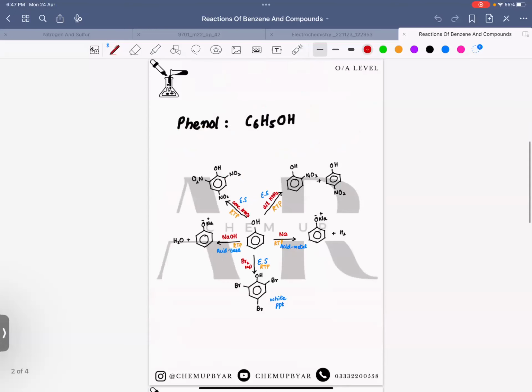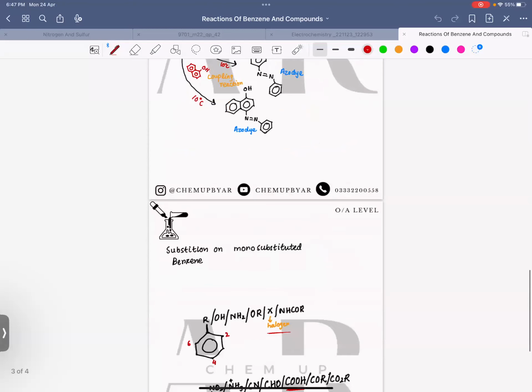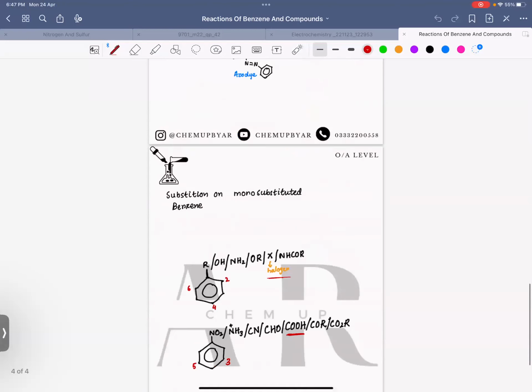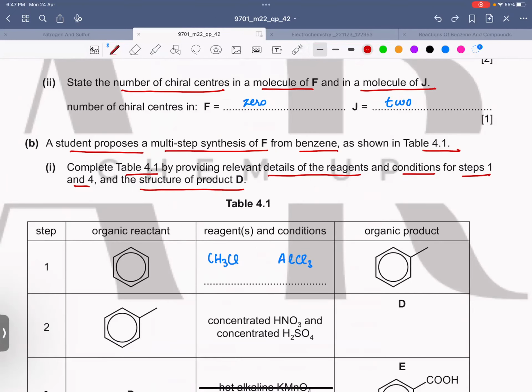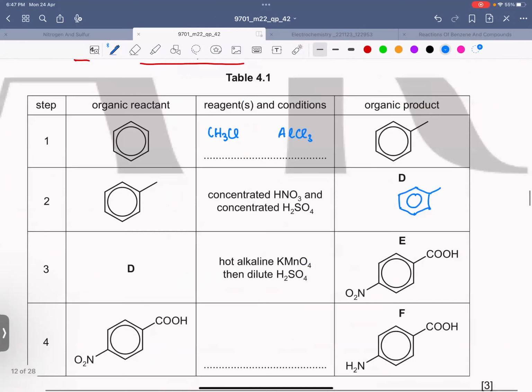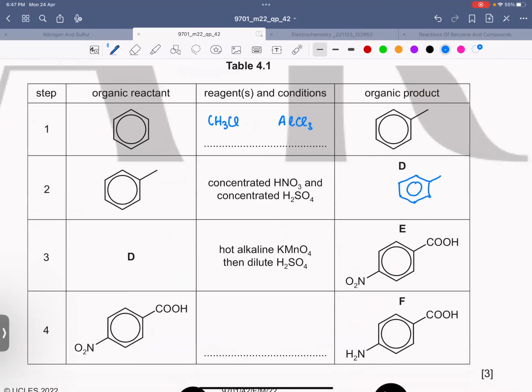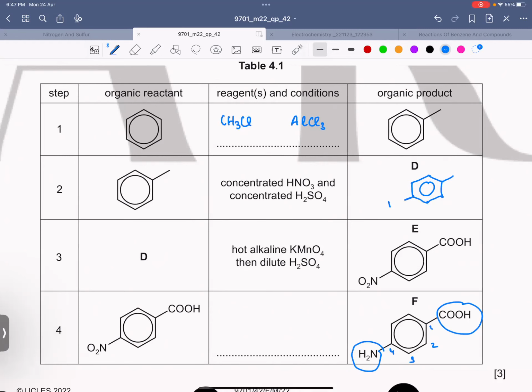If you see over here, we are using concentrated nitric acid and a methyl group is already bonded. So with respect to the methyl group, the next substitution occurs on the 2, 4, and 6 positions. But as we see in our product, these two are 1, 2, 3, and 4th. So I would place a nitro group over here.